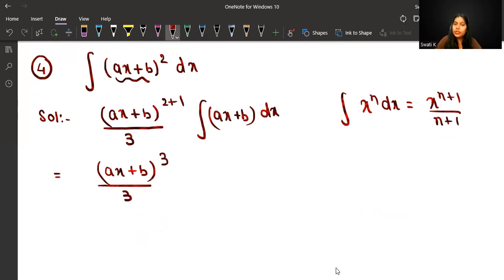Here, integration of ax, right? That will become a outside. Integration of x will become x square by 2. Why?